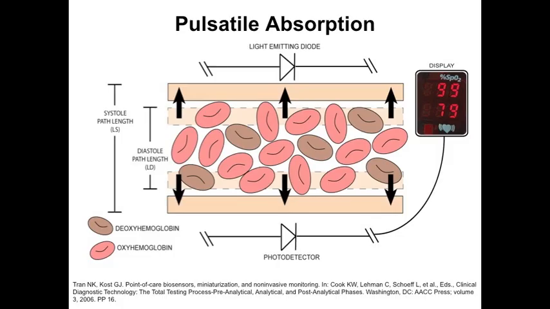Applying the concept of AC and DC absorption components to our cross-section, we see that during pulsations, the systole path length is larger than the diastole path length. Thinking back to the Beer-Lambert equation, what effect on absorption will increasing the path length have? Good. It'll increase the absorption. Additionally, with more blood filling the arterioles, the concentration of hemoglobin should also increase, further elevating the absorption measured by the photodetector.